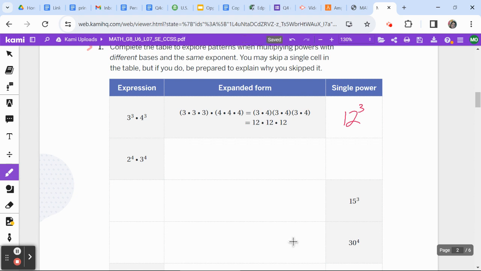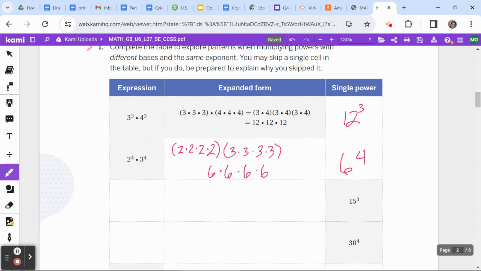So then expanded form, well, I have 4 2's times 4 3's. And that would make then how many groups of 3 times 2 times 3? Well, that would be 4 of them. So 2 times 3 is 6 4 times. So we get 6 to the 4th power. We're not evaluating. It doesn't tell us to evaluate.